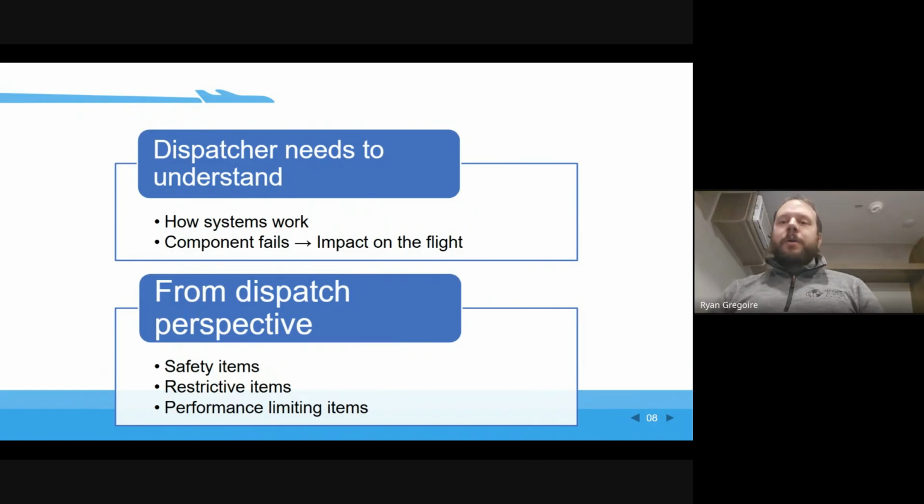What we are looking at are safety critical items, items that are restrictive to our flight, and items that have limiting performance factors that would impact our flight. Those are going to be the big ones that we focus on as dispatchers, because when we're planning these flights, when we're looking at our legal to go, the operability of the aircraft, how we need to route it, what flight level we can plan, how much fuel we need to put on the plane, these are going to be the items that impact that. The items that we as dispatchers need to be focusing on: safety items, restrictive items, and performance limiting items.